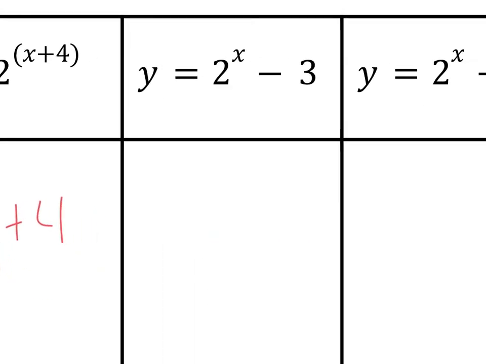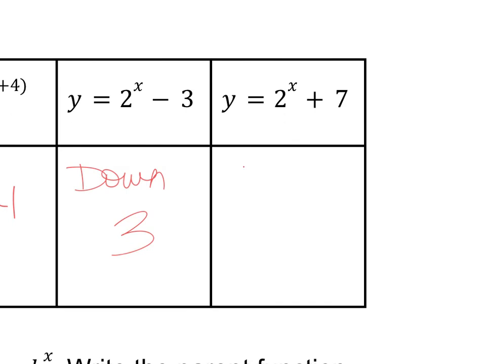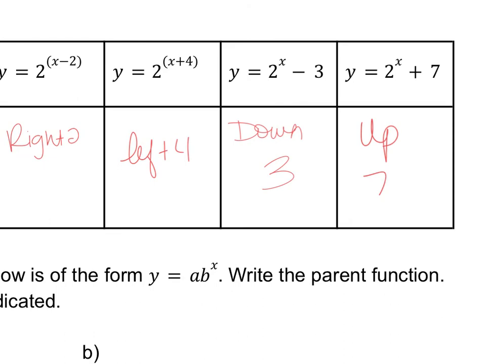Okay, this one, if you have a minus 3 on the outside, what do you think happens there? It goes down 3. And if you have a plus on the outside, that's up 7. So those are all the different types of translations that you're going to see, and sometimes they're going to ask you to identify them or write, like this next one is, what's happening.